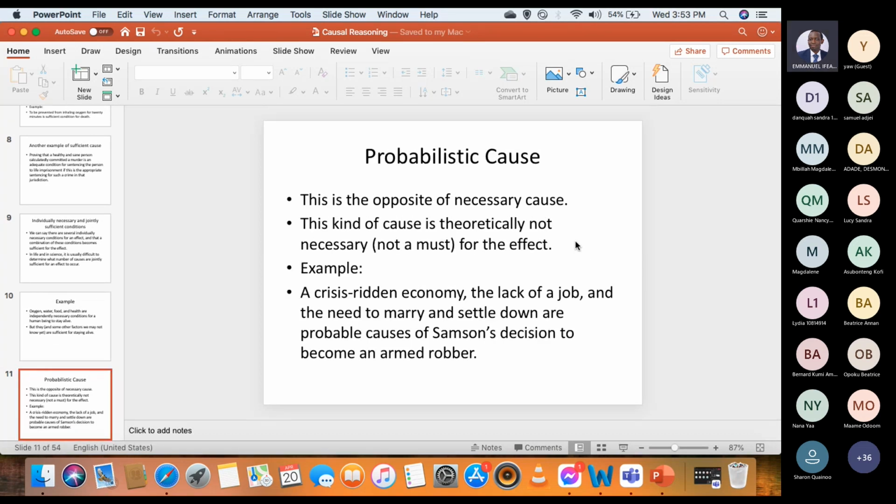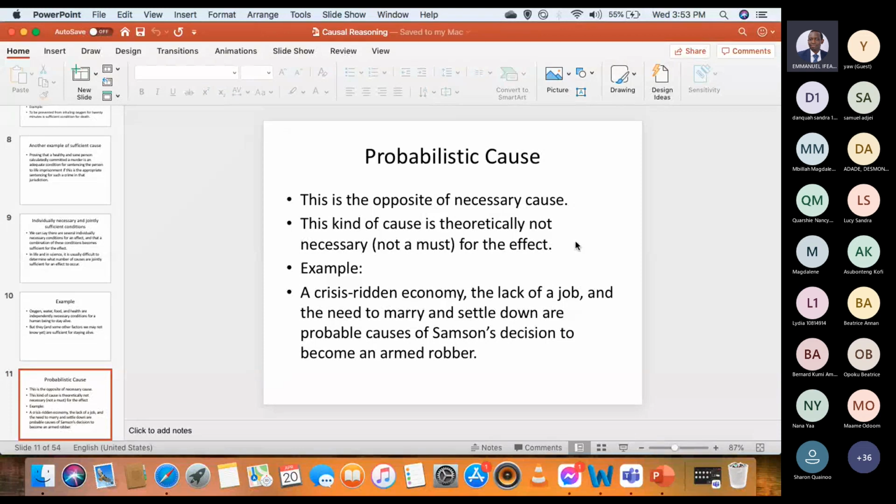Then we have probabilistic cause. Probabilistic is the opposite of necessary cause. This kind of cause is theoretically not necessary. It's not a must for the effect. For example, a crisis within the economy, the lack of a job, the need to marry and settle down are probable causes of Samson's decision to become an armed robber. So none of these causes is necessary for Samson's decision to be an armed robber.